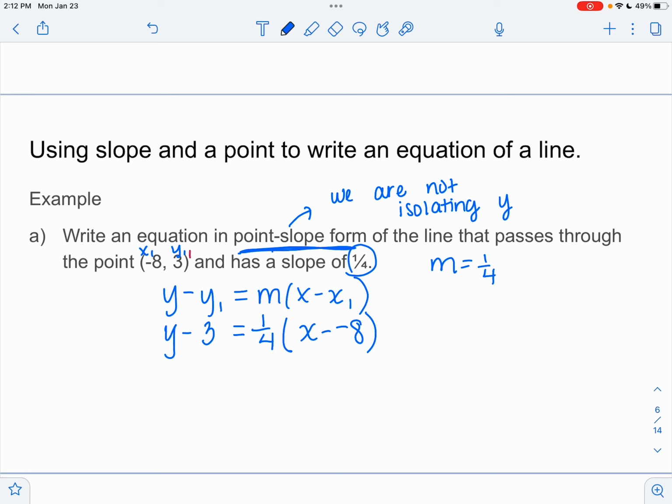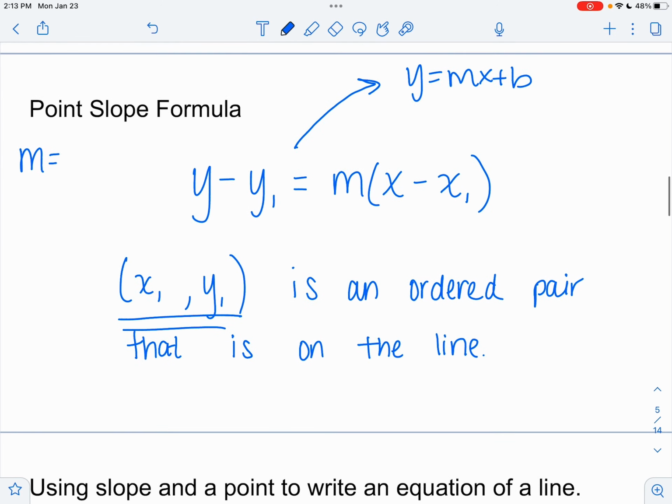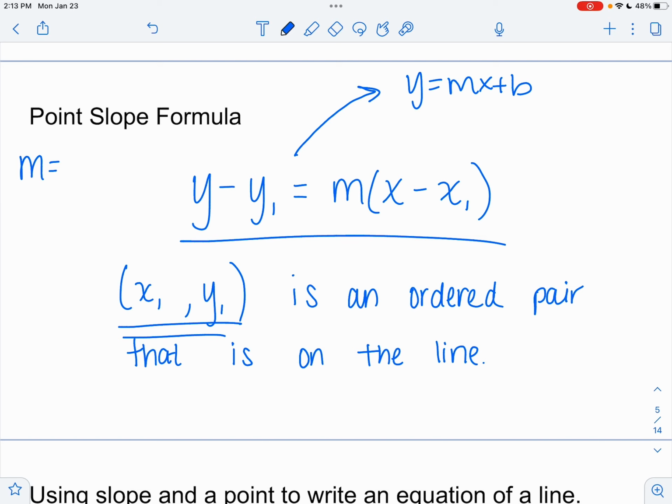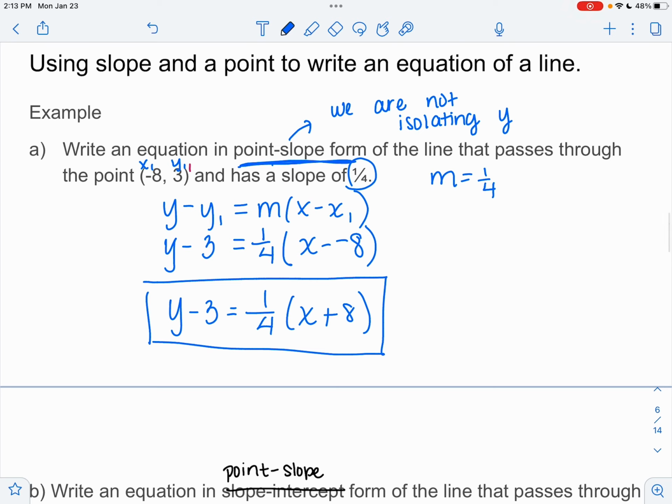So all I'm going to do actually is I'm going to make the minus minus a plus. 1/4 x plus 8. And we're going to leave our answer just like that. And that is point slope form. It looks like this, where x1 is a number, y1 is a number, and m is a number. So really all that we're doing, with maybe a little bit of simplification if we have a double negative sign, is just plugging in these values. And then for the most part, we're going to be done.